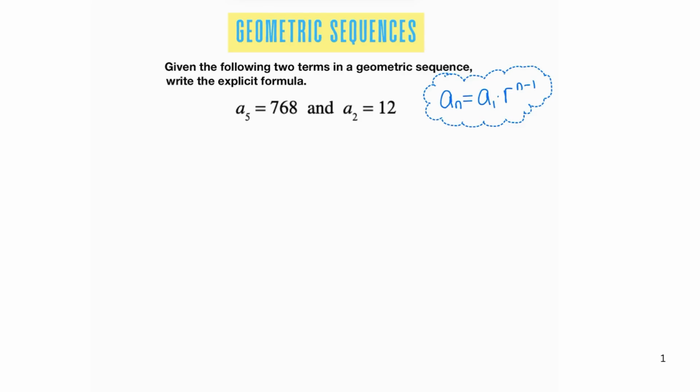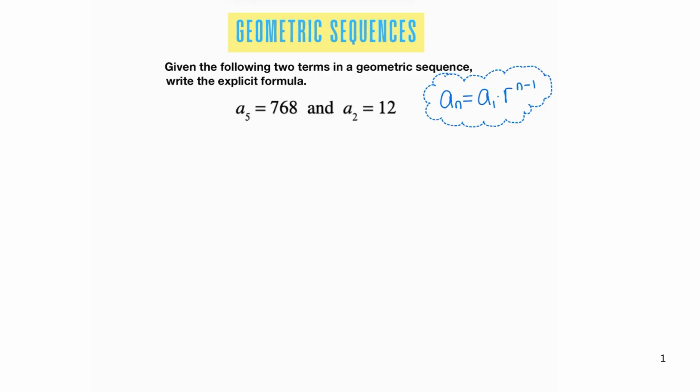In this video, I'm going to show you how to write the explicit formula for a geometric sequence when you're given two terms that are not necessarily consecutive. They're not back-to-back terms. So you notice that in this example, I'm given the fifth term, a sub 5, and I'm given the second term, a sub 2.